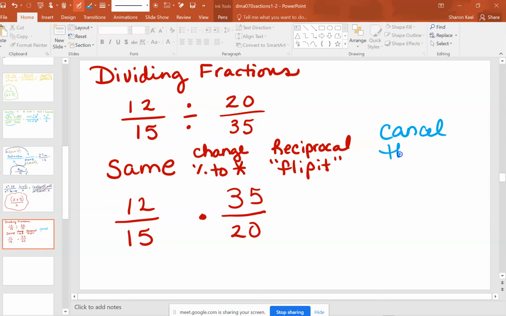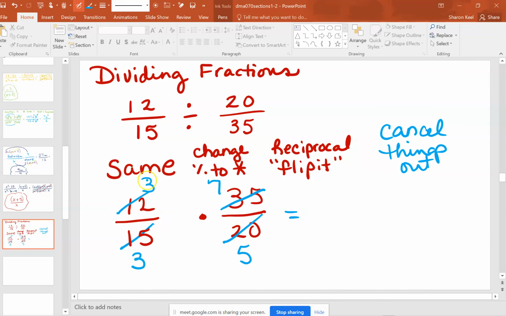Once you have done that, then you can cancel things out. So for this problem, 15 and 35 both are divisible by 5. 5 goes into 15 3 times. 5 goes into 35 7 times. These two numbers both have 4 as a common factor. 4 goes into 12 3 times. 4 goes into 20 5 times.